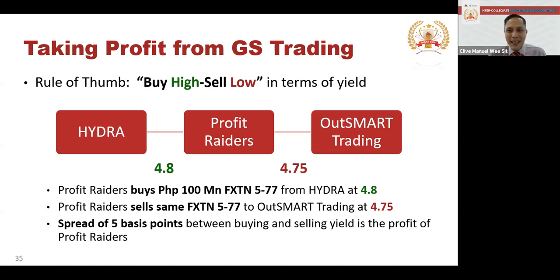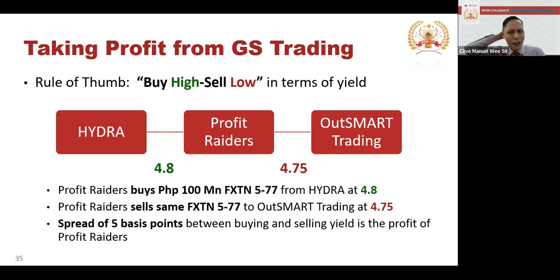It's only in the Philippines, and in a handful of other fixed income markets around the world, where you see that the quotation method uses yield to maturity. In other fixed income markets, kasi it uses price. Diba? Even in the equities market, right? The quotation basis is price. So in a price quotation market, the rule of thumb is buy low, sell high. But in the Philippine GS market in particular, the rule of thumb is buy high, sell low.